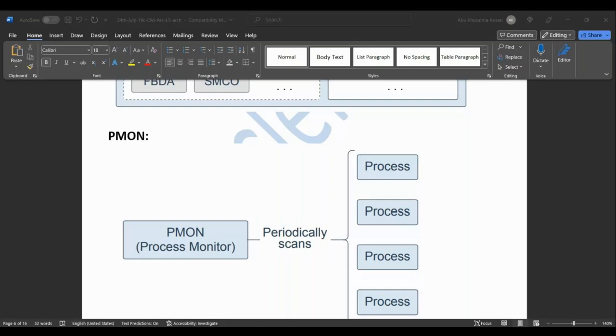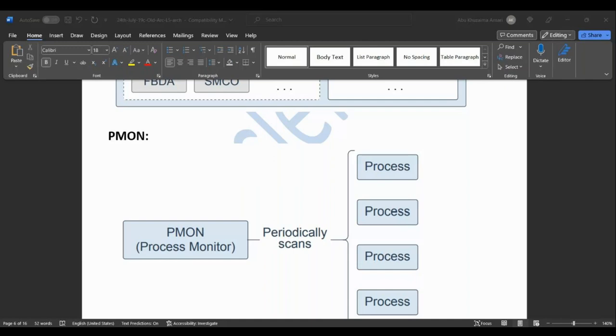Now PMON's work is only to detect the termination of other background processes. If a server or dispatcher process terminates abnormally, then the PMON group is responsible for performing process recovery. Process termination can have multiple causes, including the operating system kill command, or you can kill like this: alter system kill session. If you do this, then your server or dispatcher process will also be terminated.